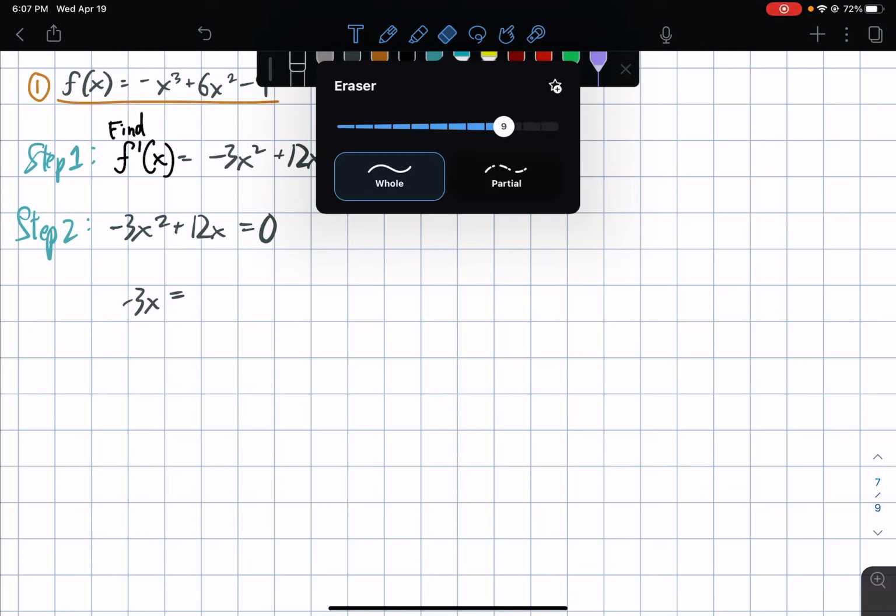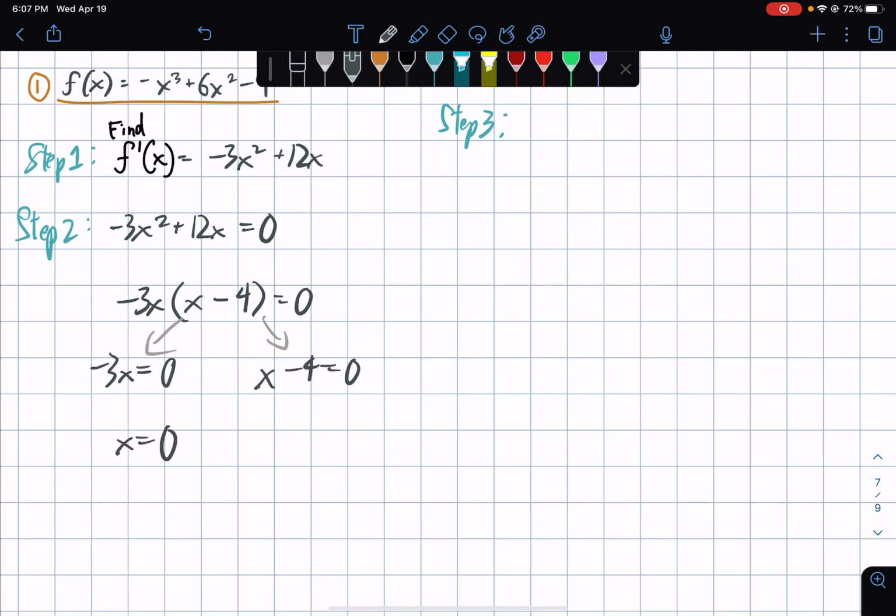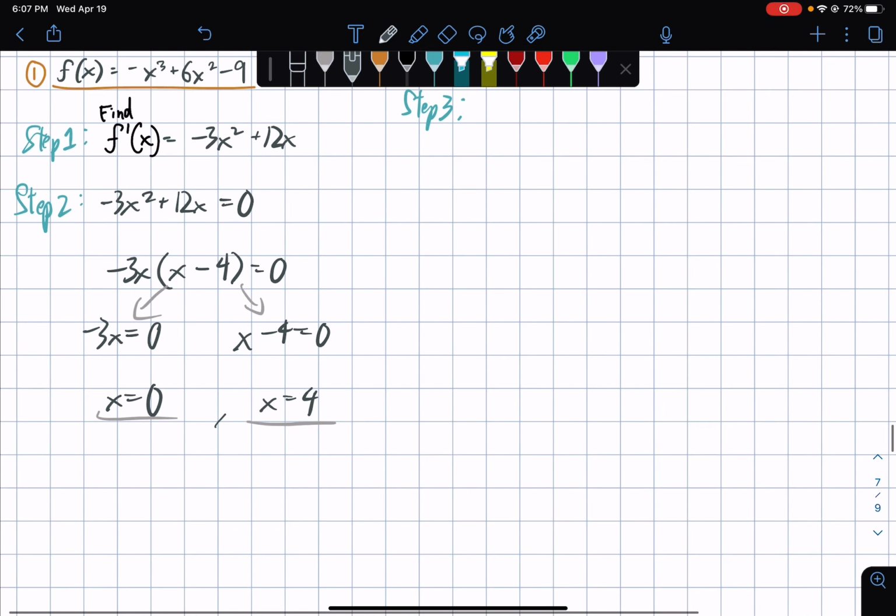So going back, we just have to evaluate this simple algebra. And so we separate them into two parts. Negative 3x is equal to 0. x minus 4 is equal to 0. x is equal to 0, x is equal to positive 4. We'll be having two critical values.